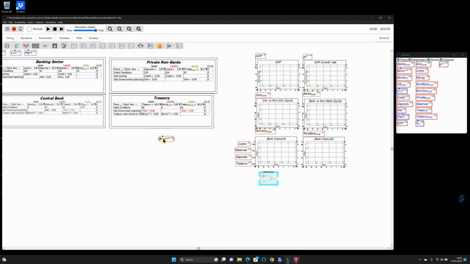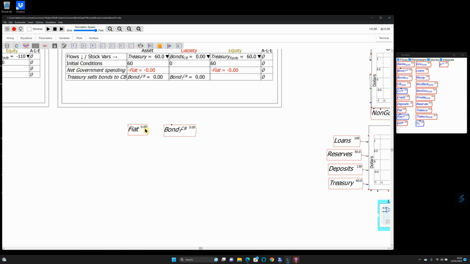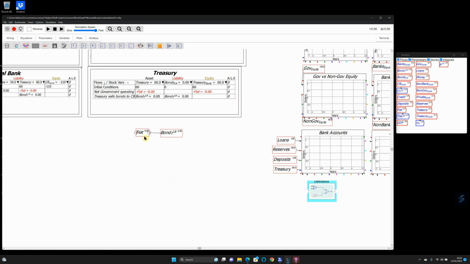The bond sales by the Treasury to the central bank are going to be equal to fiat money creation. And the way I can model that is simply drag from here to bonds. And that now means that what's going to happen is the government runs a deficit by spending more than it takes back in taxation.